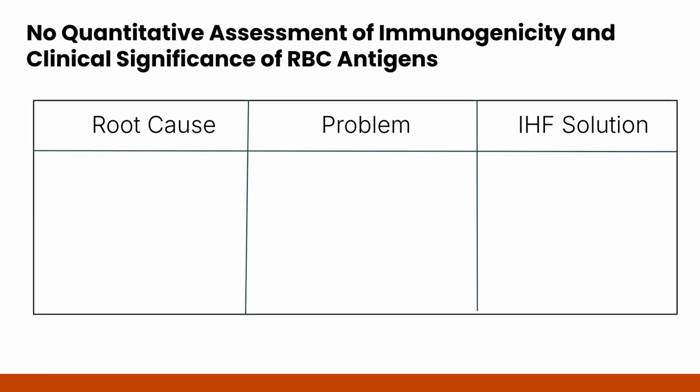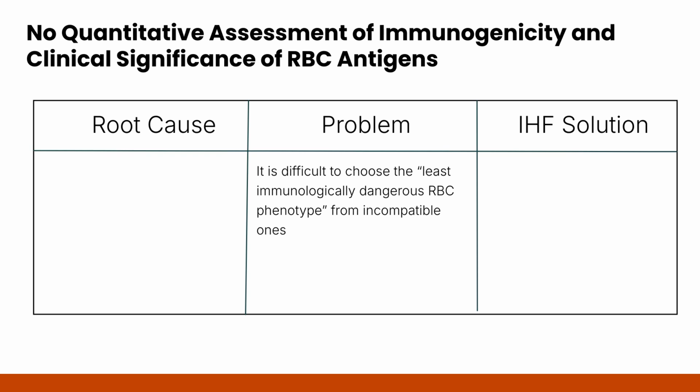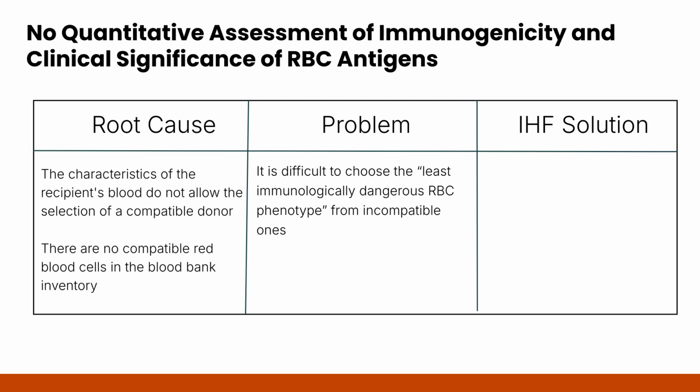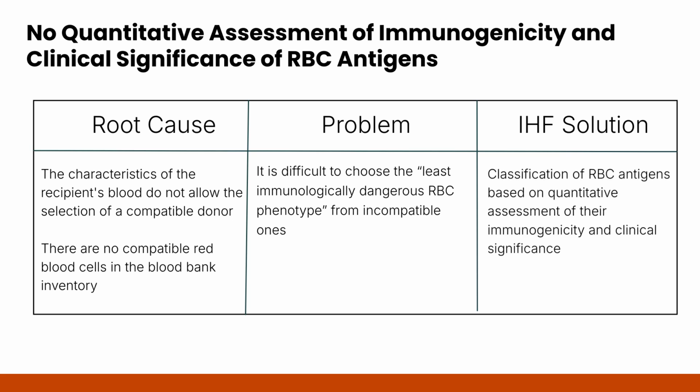An interesting topic to discuss, the absence of quantitative assessment of immunogenicity and clinical significance of RBC antigens. The problem. It is difficult to choose the least immunologically dangerous RBC phenotype from incompatible ones. The root cause of this problem is that the characteristics of the recipient's blood do not allow the selection of a compatible donor, or there are no compatible red blood cells in the blood bank inventory. How does the IHF solution solve for this? Through classification of RBC antigens based on quantitative assessment of their immunogenicity and clinical significance, the system recommends the selection of the least dangerous RBC phenotype.